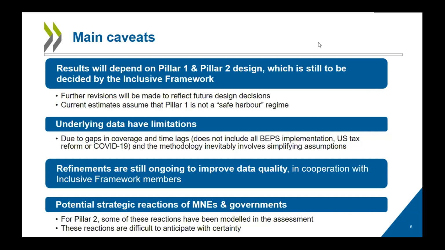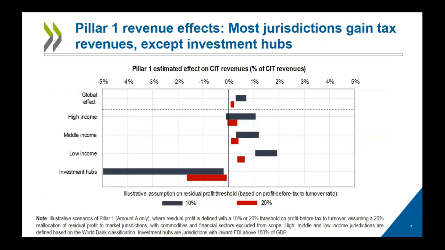Now, in terms of potential strategic reactions, and this is an important point, both of multinationals but also of governments, for Pillar 2, we take some of these reactions into account and seek to model them in the assessment, but there are other reactions that are much more difficult to anticipate with certainty. So we've tried to do that, but we recognise that it is not complete because we cannot anticipate some of the potential behavioural reactions. Now, what does this mean in terms of revenue?